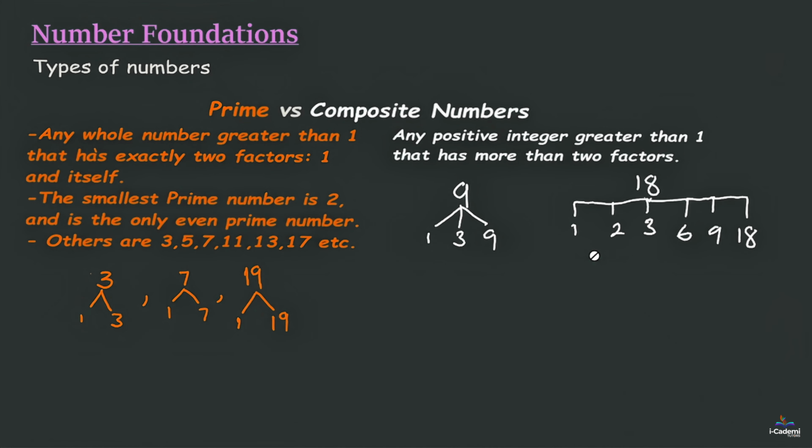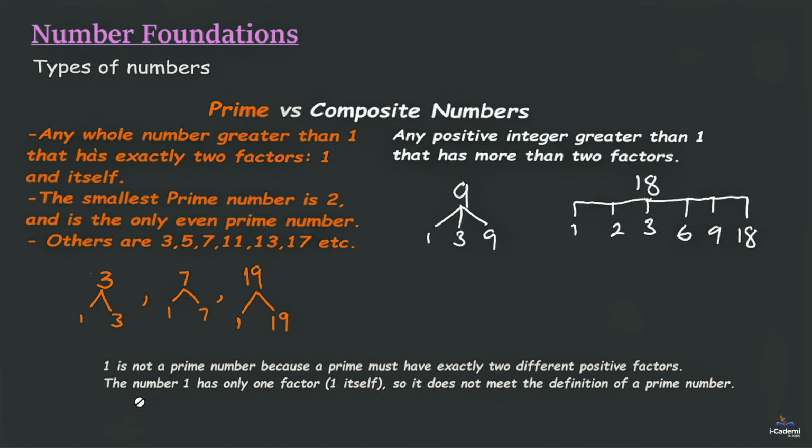One important exception to remember is the number 1. 1 is not a prime number, and it is not a composite number either. The definition of a prime number requires exactly two different positive factors. The number 1 has only one factor, itself, so it does not meet the definition of a prime number.